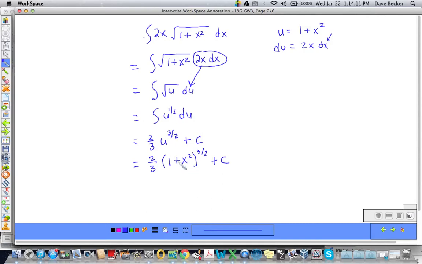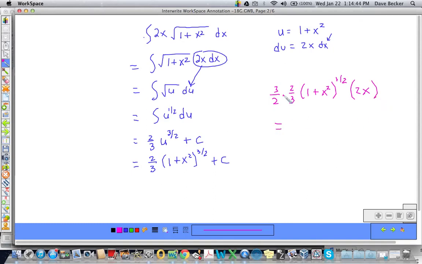So this is simply going to be a chain rule. If I use the chain rule, I'll do this in pink. To take the derivative of this, it would be 3/2 times 2/3 times 1 plus x squared, and then I subtract the 1, 3/2 minus 1 is 1/2, multiplied by the derivative of the inside function, which is 2x. And I think you're going to see what happens.